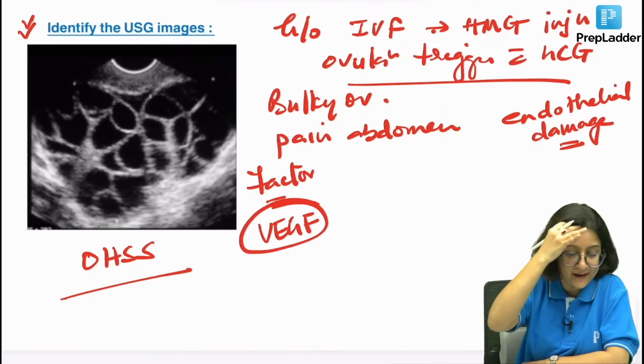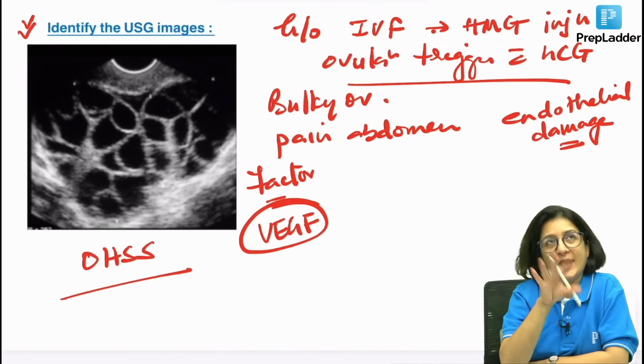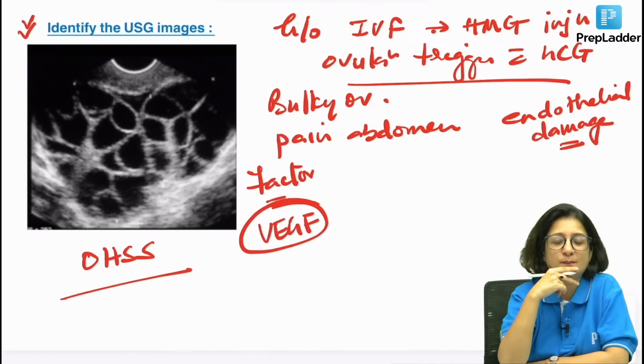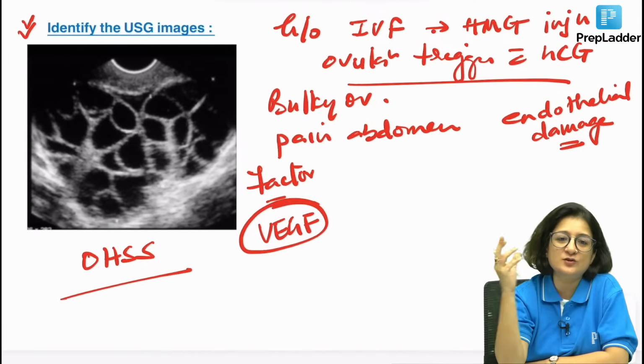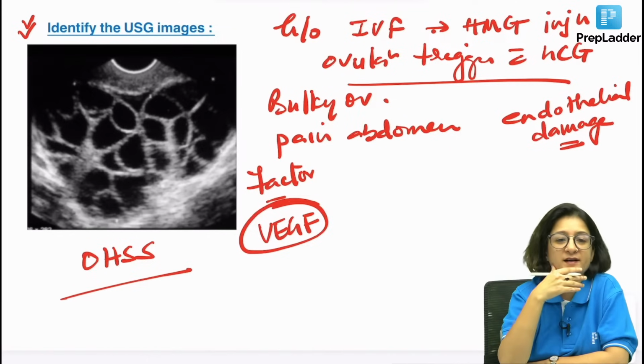Okay, fine. Now tell me one thing. If I give you the same image, and I tell you the clinical context is that a woman has been diagnosed with molar pregnancy, complete molar pregnancy, and she's also having bulky ovaries, and this is the image that I give to you. What will be your diagnosis then?